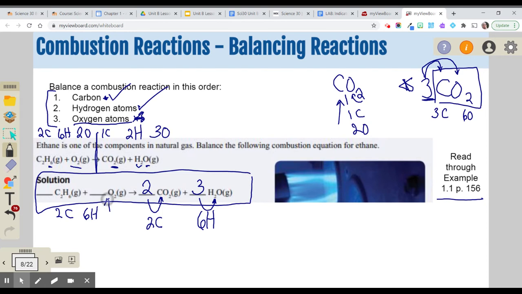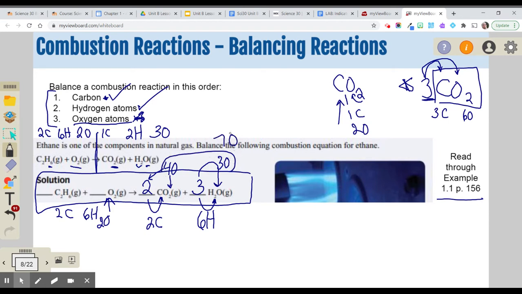So our reactant side, we have 2 oxygens right now. And on our product side, we have to be careful because we've put a 3 in front of water. Water normally has 1 oxygen, but because we have 3 waters, we now have 3 oxygens here. And now let's look at our carbon dioxide. Our carbon dioxide normally has 2 oxygens, but we've put a 2 in front of our carbon dioxide. So 2 times 2 gives us 4 oxygens. All right, so in total, we now have 7 oxygens.